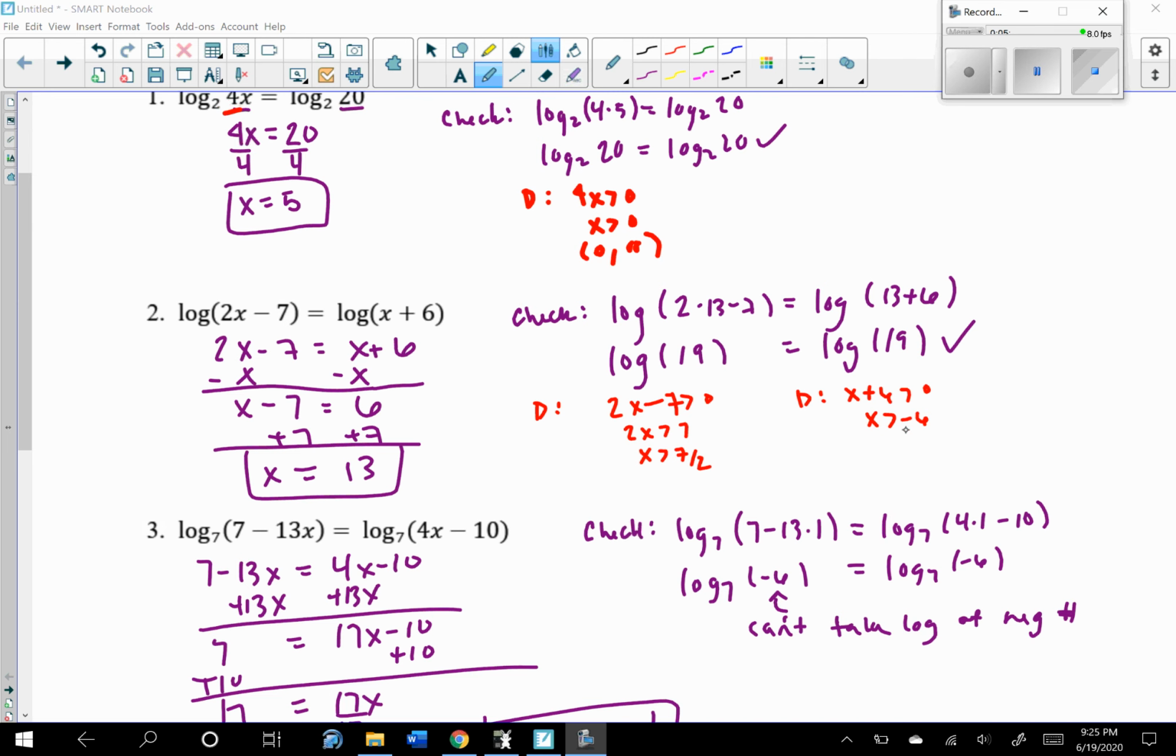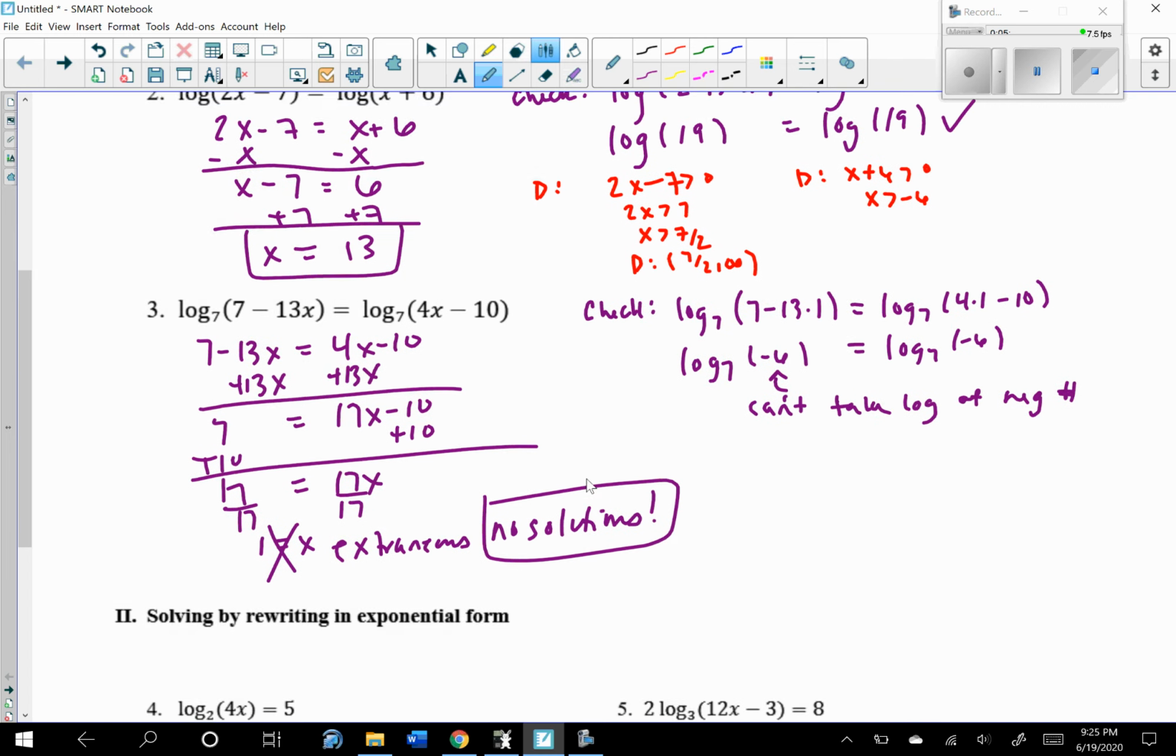So I know that since 7 halves is 3.5, I would use that for my domain of this entire function. So the domain would be 7 halves to infinity. And so 7 halves is again 3.5, and 13 is bigger than that. Therefore, it is in the solution set that we have.